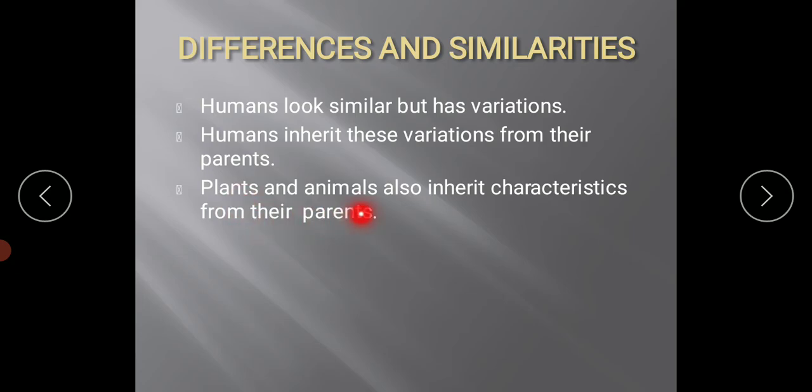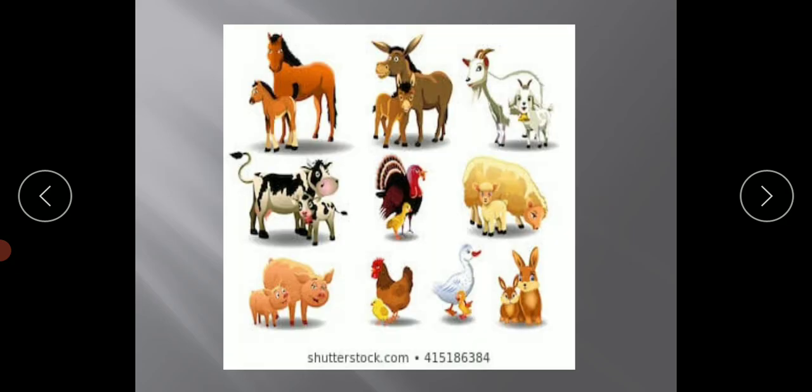Animals also have babies which are exactly like them. So such characters they inherit, they take from their parents. You can see the small babies of the parents, which they inherit from their parents, and they look and behave the same as their parents.